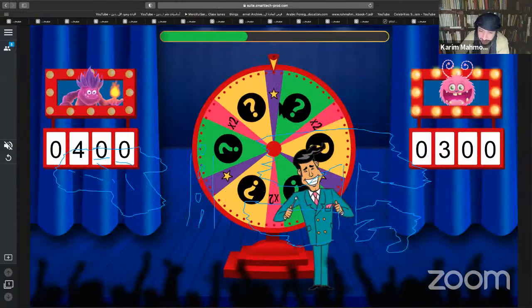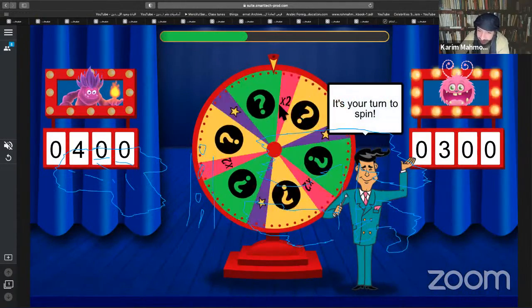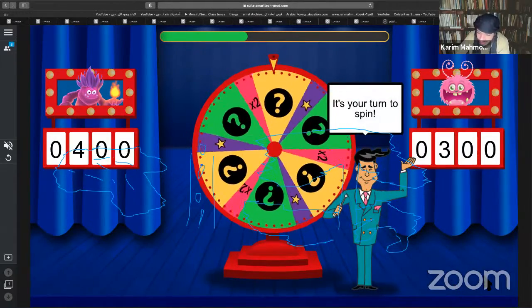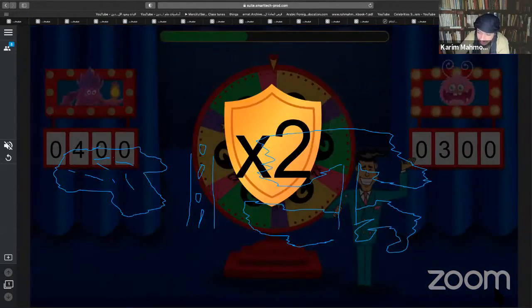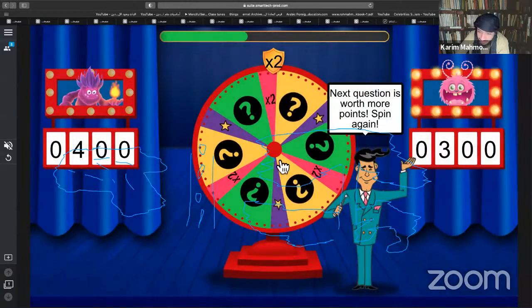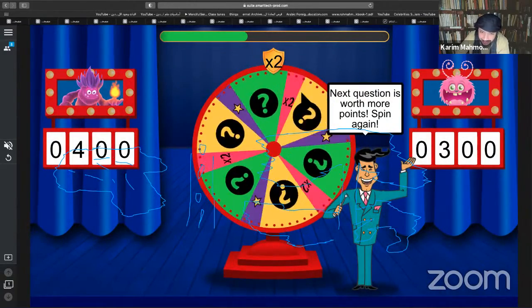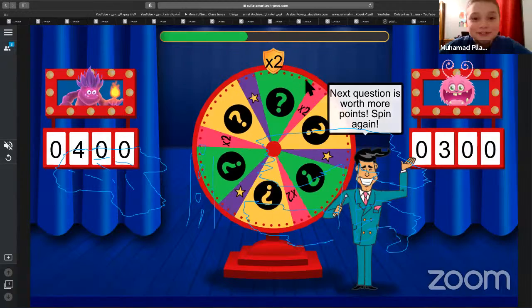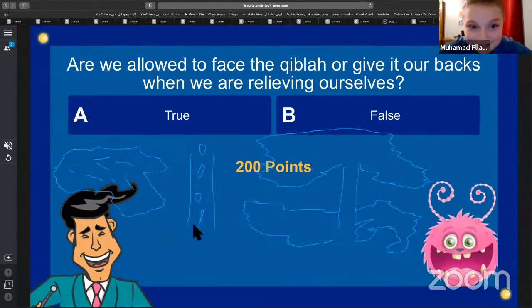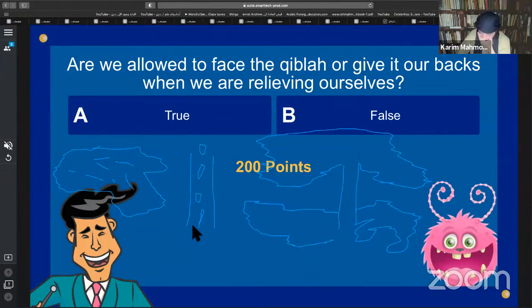Okay, let's go to the next question with the girls, and let's give that question to the one and only Hania. Okay, Hania. Double points. Yes. Are we allowed to face the Qibla or give the Qibla our back when we are using the bathroom?